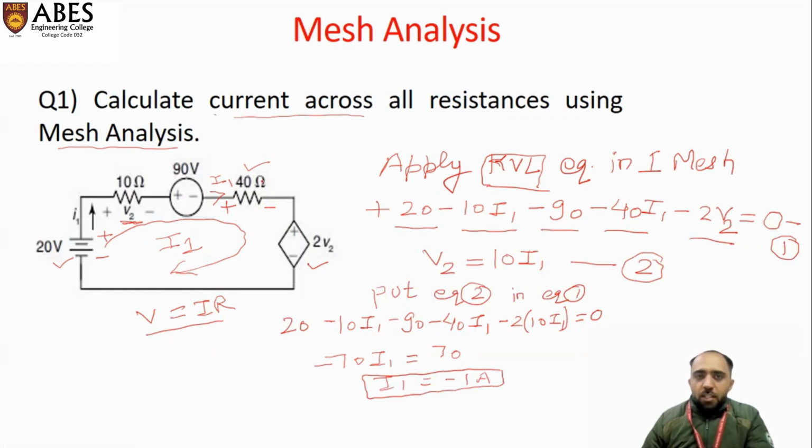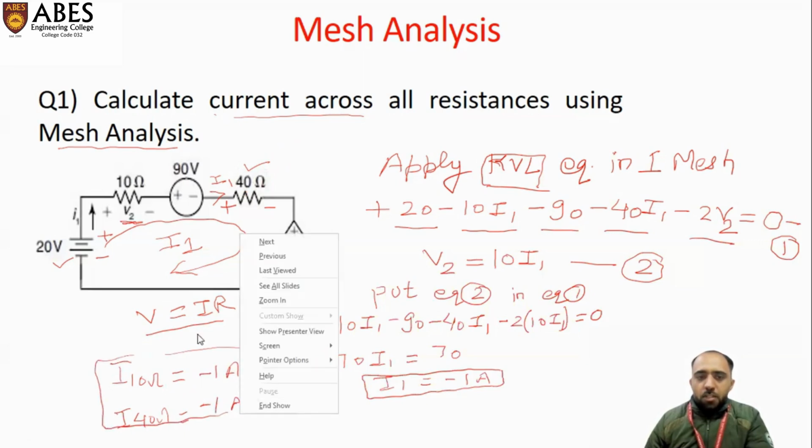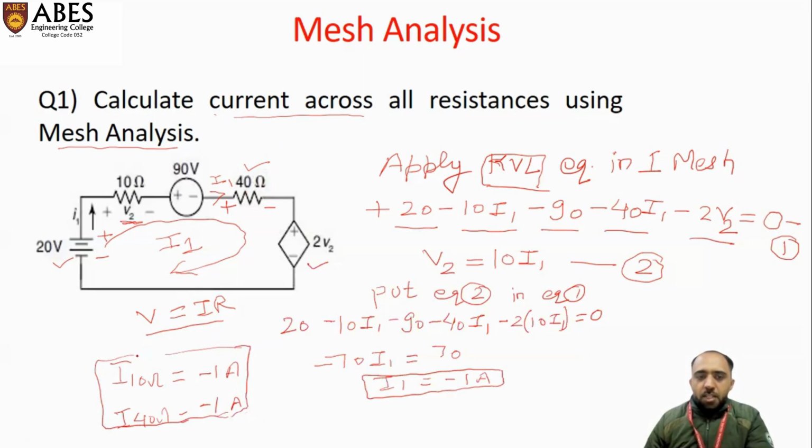So we need to find the current across the resistances. How many resistances are there in this question? 10 ohm. So the current through the 10 ohm and the current through the 40 ohm resistance will be the same, minus 1 ampere as per the direction taken. This is the basic single loop or single mesh question.